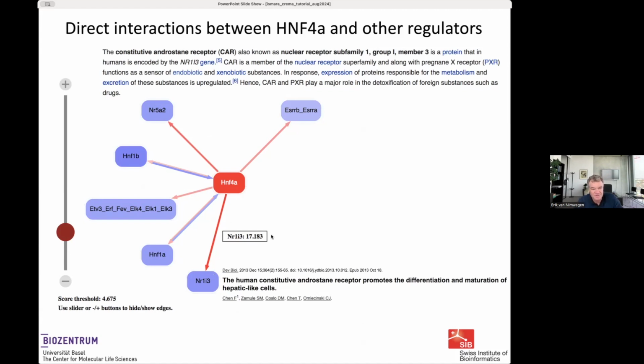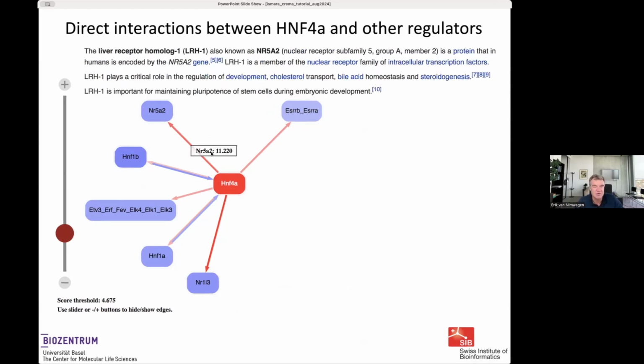So one of the first ones is this one here. It has a score of 17.3. It points from HNF4 alpha to NR1I3. This means that with this target score, HNF4 alpha regulates the expression of NR1I3. This gene is also known as CAR, the constitutive androstane receptor. I just got this from a wiki page on this gene. It's a nuclear receptor, a sensor of endobiotic and xenobiotic substances, and it's known to be also involved in the development of liver cells. So it makes sense that HNF4 alpha would target this.